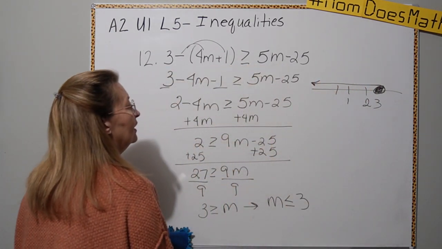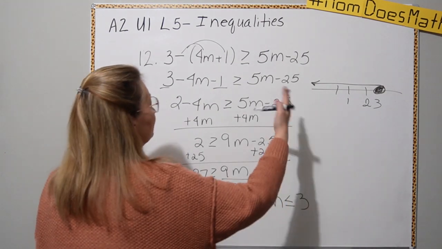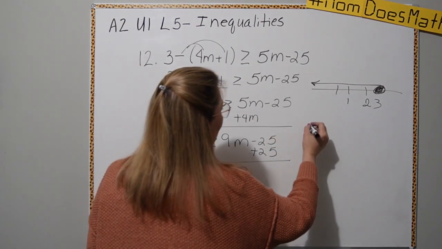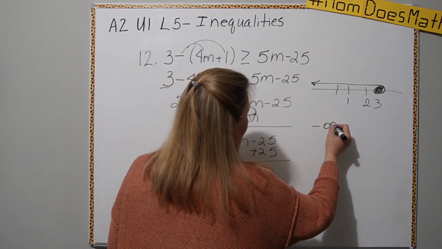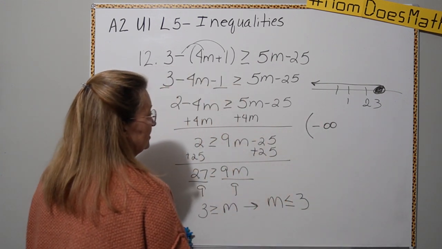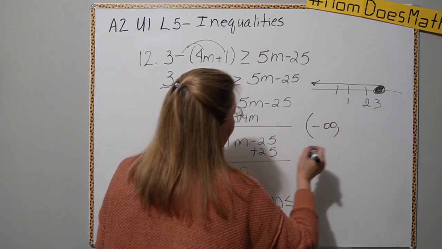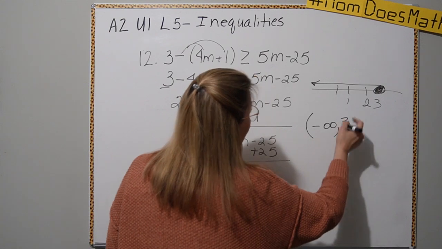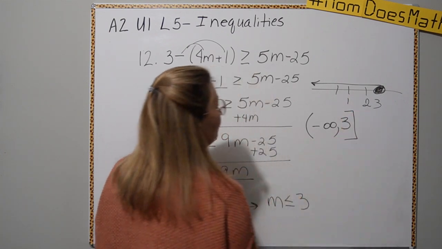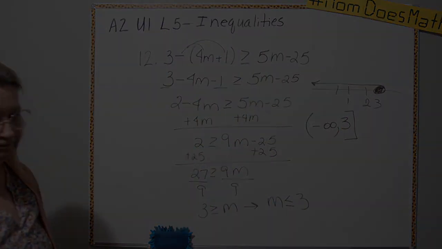So here we go. Now let's put this in interval notation. Look at the left-hand end of your graph. What's there? Negative infinity. And that takes a parenthesis. Now, what's at the right-hand end of your graph? The 3, and since it has a solid dot, we're going to put a bracket down there.